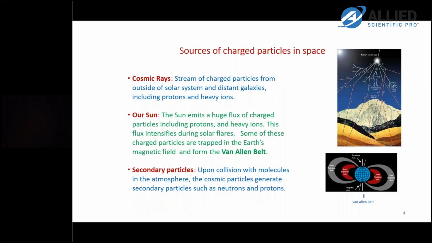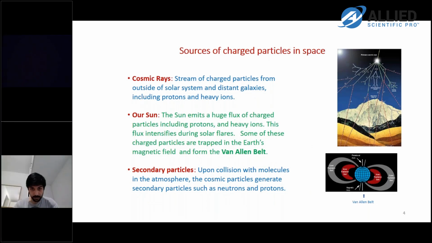So let's look at the origin of these charged particles. What are the origins? One source of these charged particles is cosmic rays, a stream of charged particles from outside of the solar system and distant galaxies, including protons and heavy ions. So if there is, say, a supernova explosion somewhere in a far galaxy, the charged particles from that explosion could enter our solar system and reach the Earth. So that's the source of the charged particles.